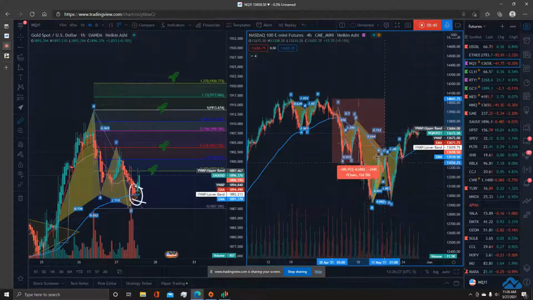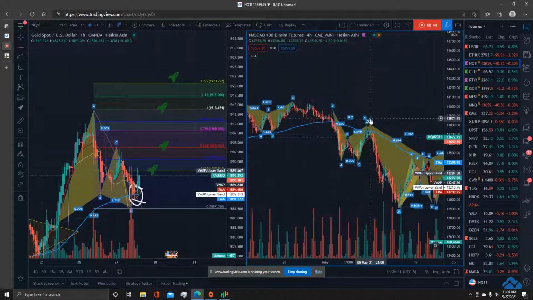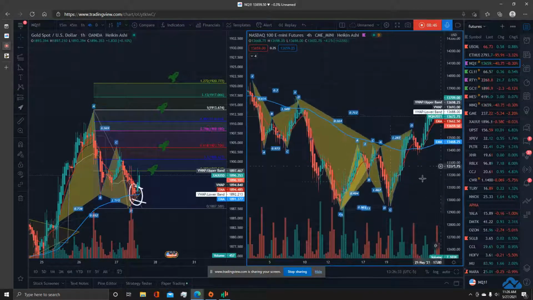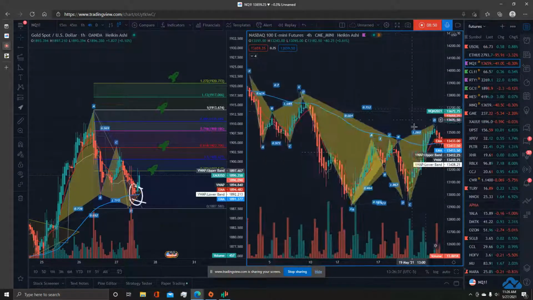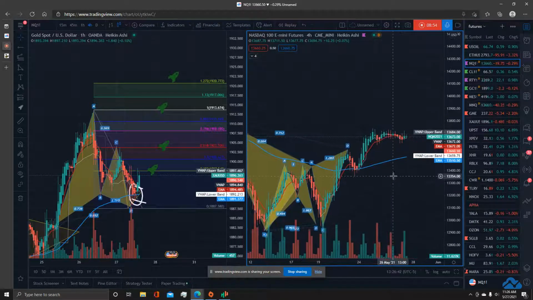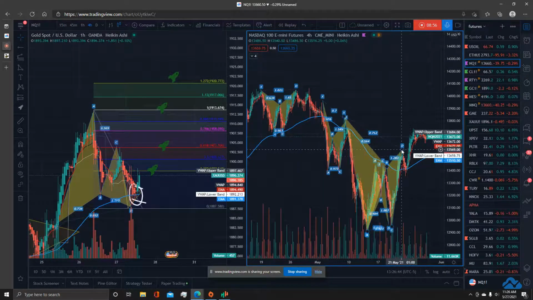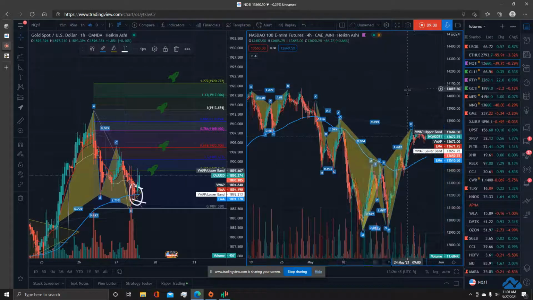If you can notice and see these in real time and trade them, I think that's something that's pretty cool. Patterns everywhere, points everywhere. Just something to consider, guys.